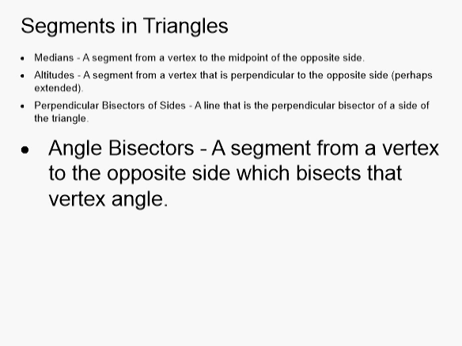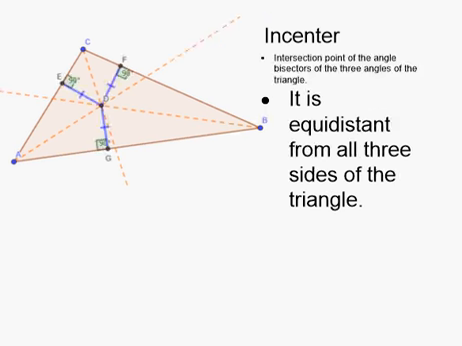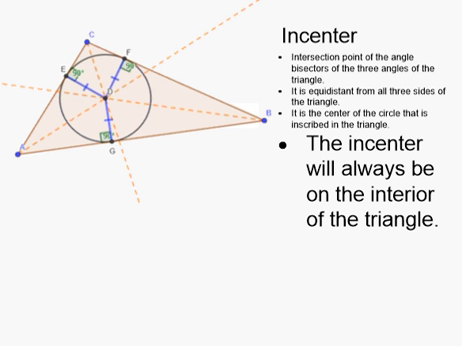So to summarize that, the incenter is the intersection point of the three angle bisectors. The incenter is equidistant from all three sides of the triangle. And it's the center of the circle that's inscribed in the triangle. And the incenter is always on the interior of the triangle.